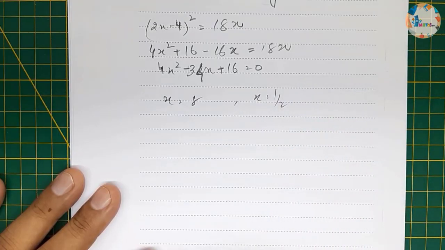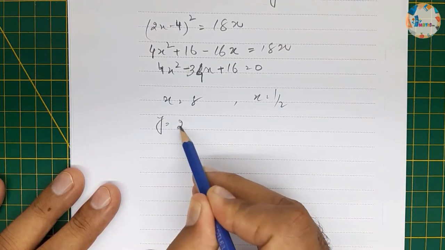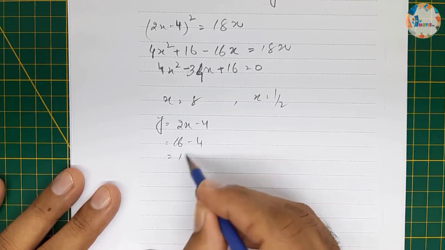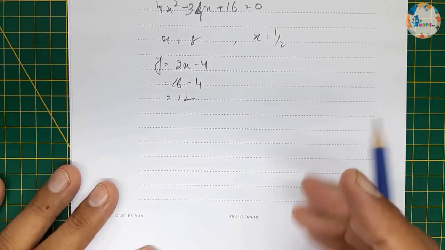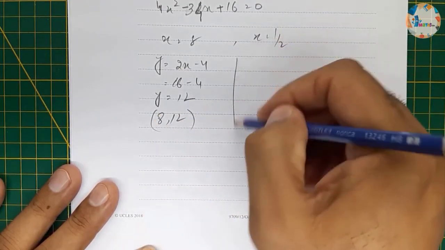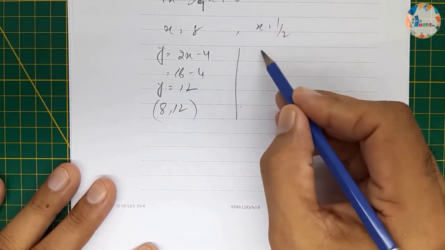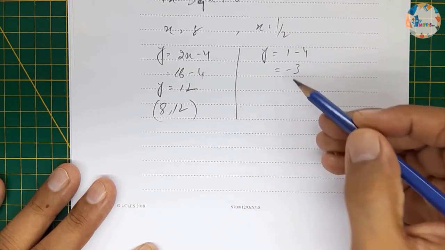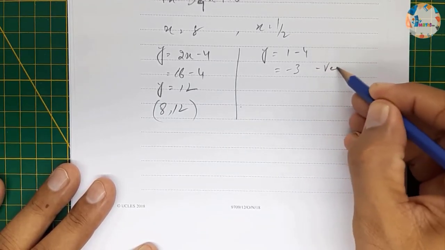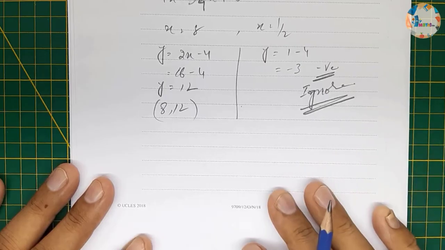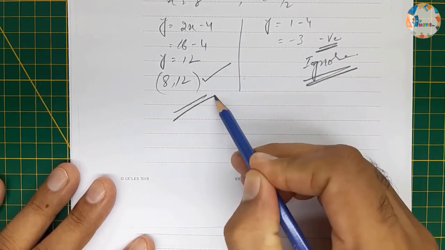Now, for example, in this equation y is equal to 2x minus 4, if we replace x with 8, we will get 16 minus 4, which is equal to 12. So y will be equal to 12, and our point will be 8 and 12. And if we replace x is equal to 1 by 2, y is equal to 2 into 1 by 2, which is 1, so 1 minus 4 is equal to minus 3. This will be negative, so we will ignore this negative value. So this will be the final answer.